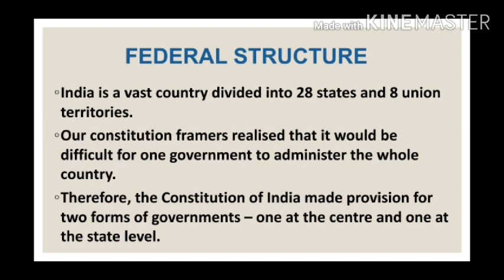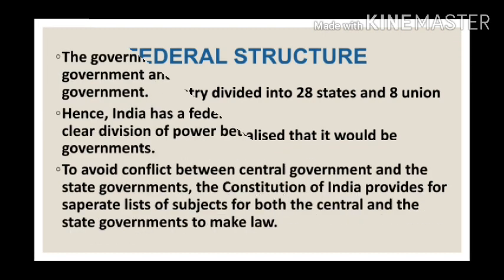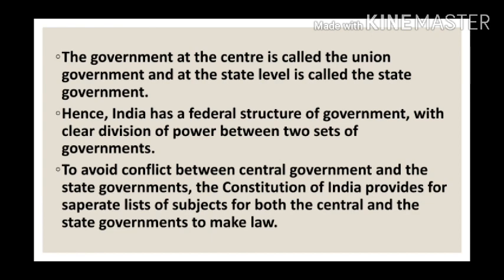Our constitution framers realized that it would be difficult for one government to administer the whole country. Therefore, the Constitution of India made provision for two forms of government, one at the center and one at the state level. The government at the center is called the union government, and at the state level is called the state government. Hence, India has a federal structure of government with clear divisions of power between two sets of governments.